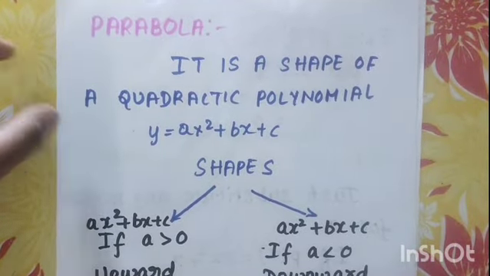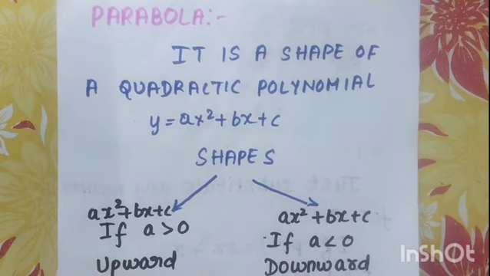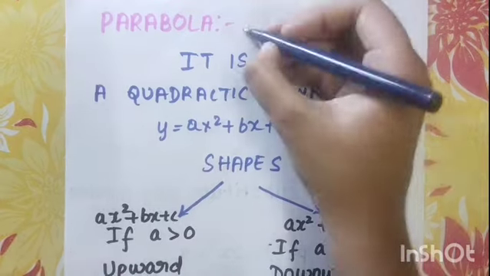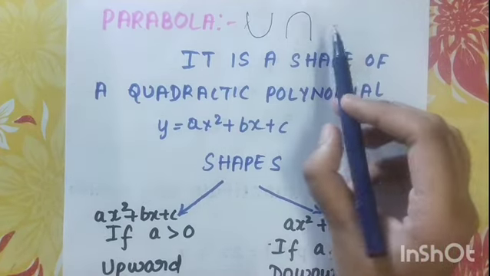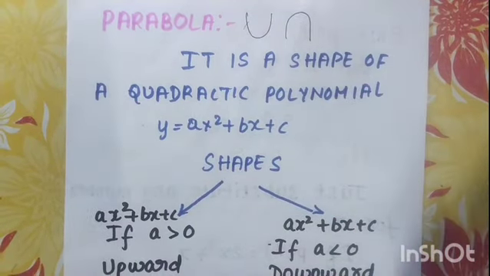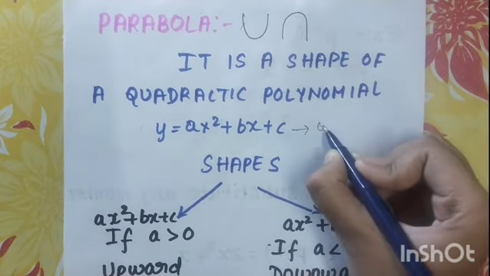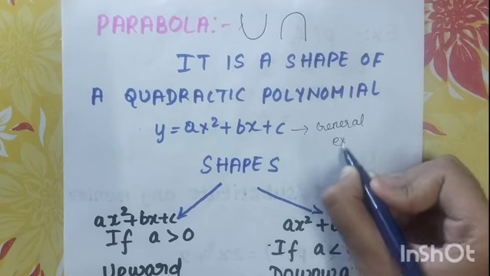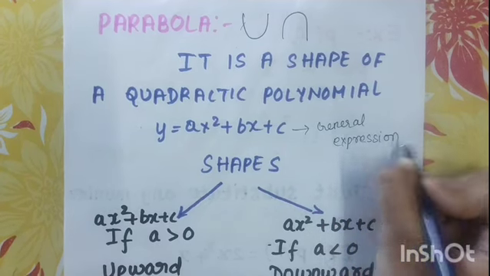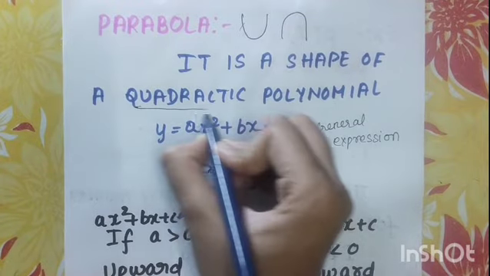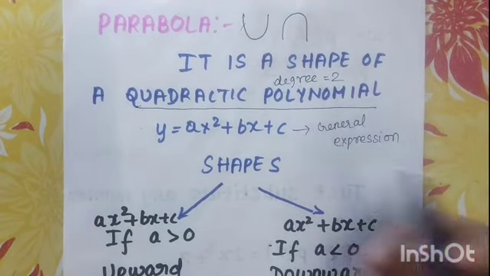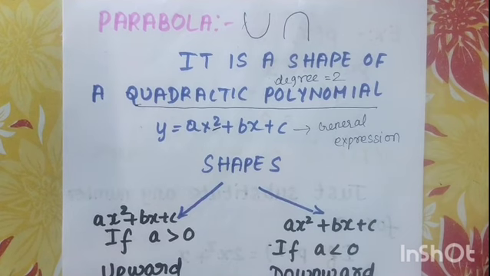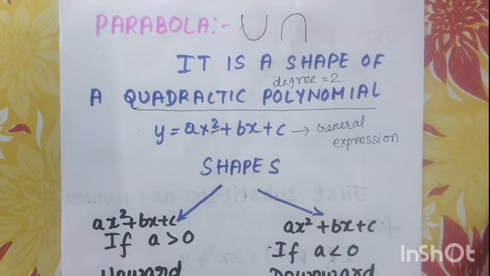It is in your first exercise. Parabola is the shape of a quadratic polynomial. A parabola will be in this shape or in this shape. These are parabolas. It is a U-shaped graph. This is my general expression for a quadratic polynomial. Quadratic polynomial means the degree is equal to 2, right? So here my degree is 2, so I can say that it is a quadratic polynomial. So if I plot a quadratic polynomial, I'll be getting a parabola.